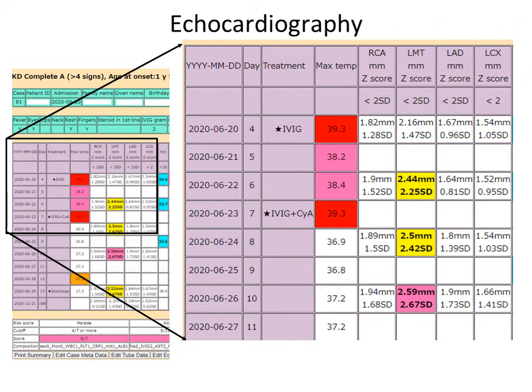These 4 columns on the left of the screen show the size and Z-scores for the 4 branches of coronary arteries. In this example, the left main trunk gradually dilated from dilation on day 6, which is colored with yellow, to a small aneurysm on day 10, colored with pink. Subsequently, this aneurysm regressed to a normal size.